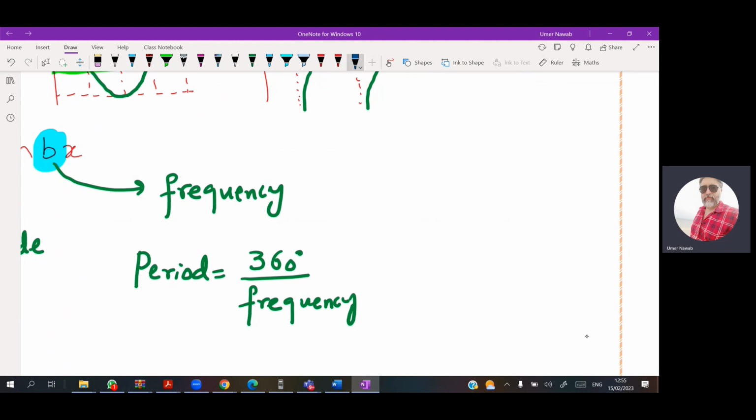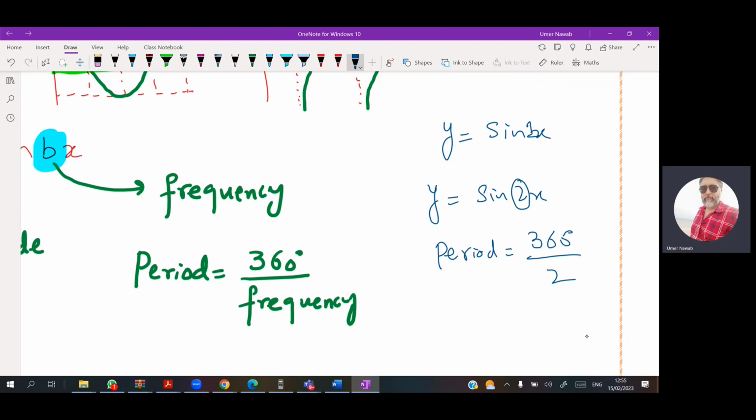Suppose I am doing y is equal to sine of x. Now I want to know how I can find my period. Period is 360 degrees divided by 1. Okay. Now if I have y is equal to sine of 2x, then my frequency is 2. So what would be the new period of my function? My period will be 360 degrees divided by 2 because I have a number 2 here. Now my period will be changed from 360 degrees to 180 degrees. And this 2 tells you that I'm going to have 2 waves from 0 to 360 degrees. I hope it is clear to you guys.